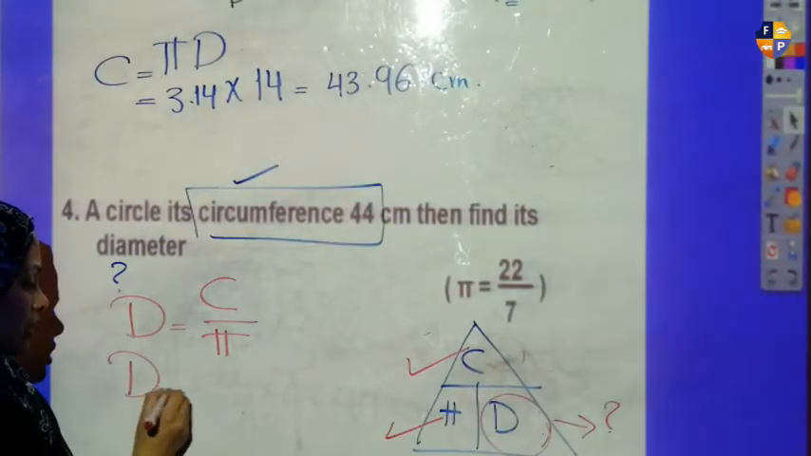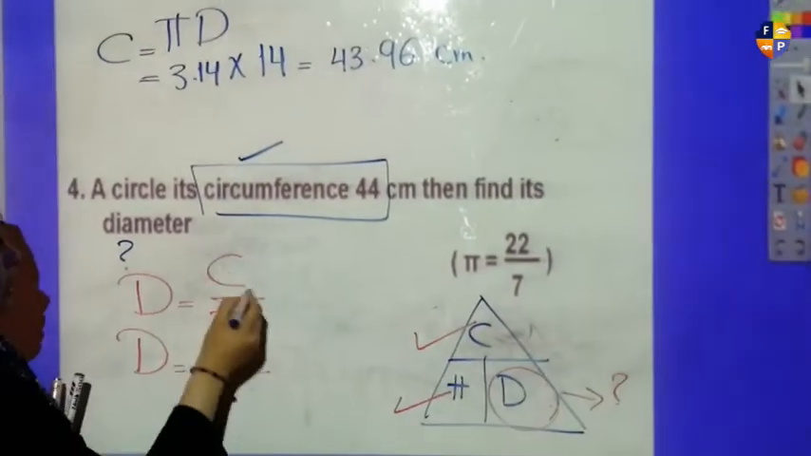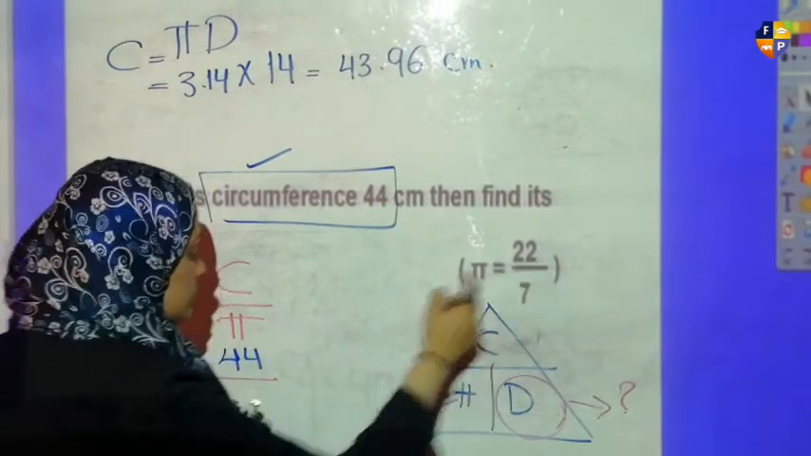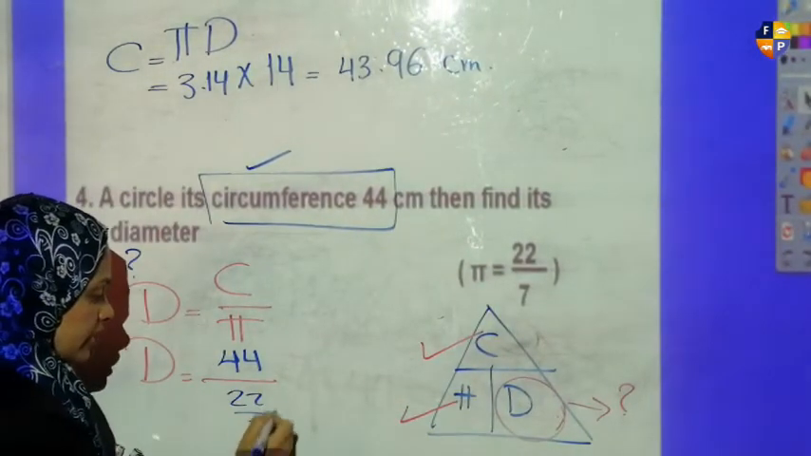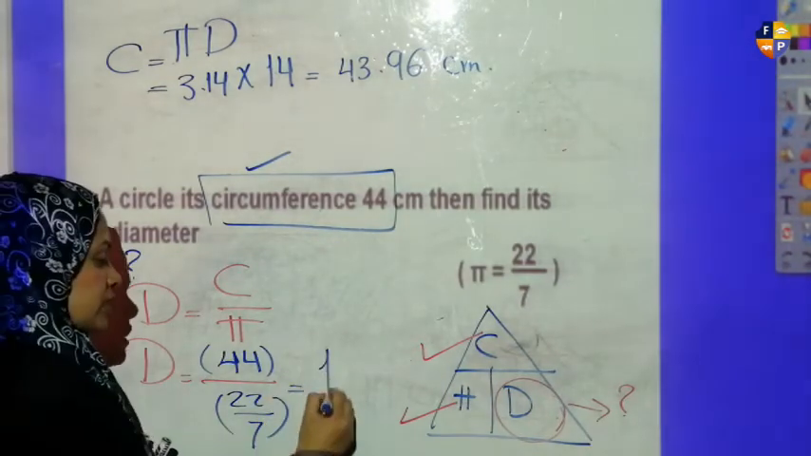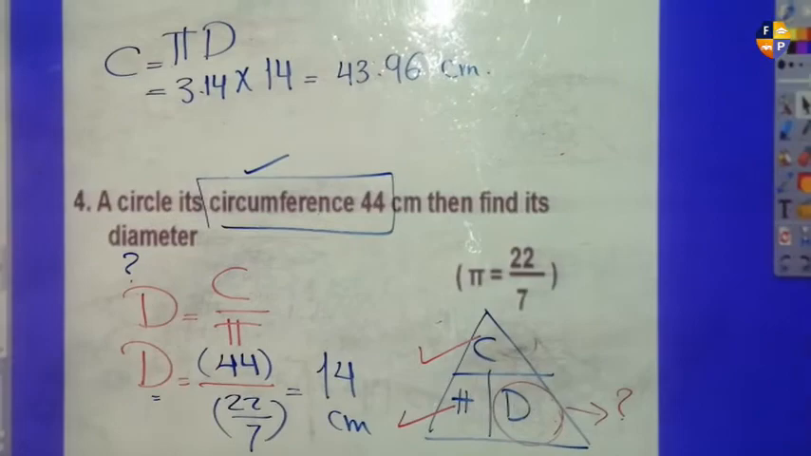So the diameter equals, what is the value of the circumference? Substitute. Circumference equals 44 divided by pi. Pi equals what? 22 over 7. So the answer will be 14 centimeters. So the diameter here is 14 centimeters.